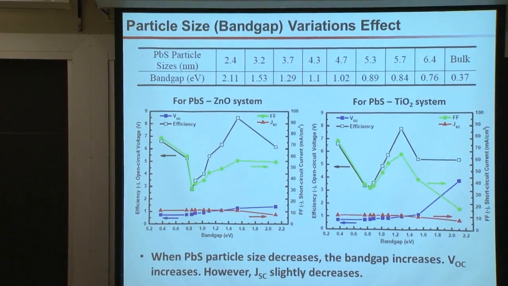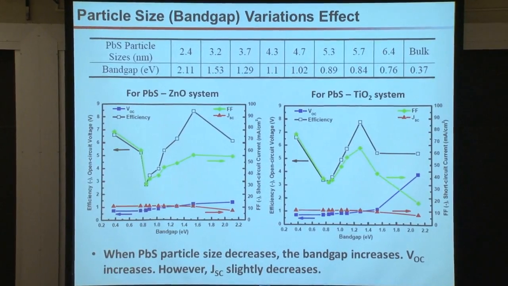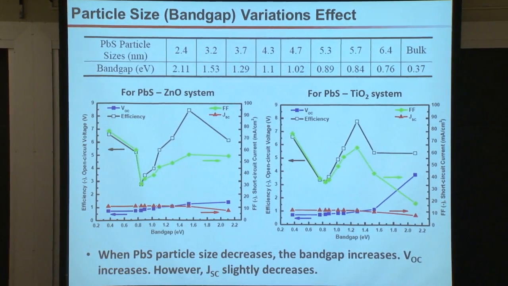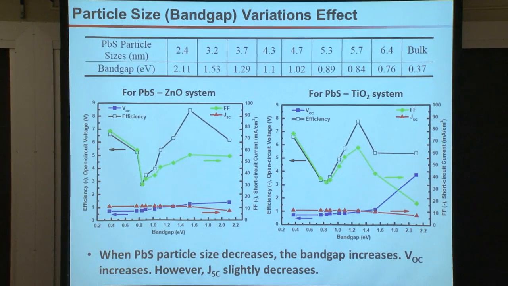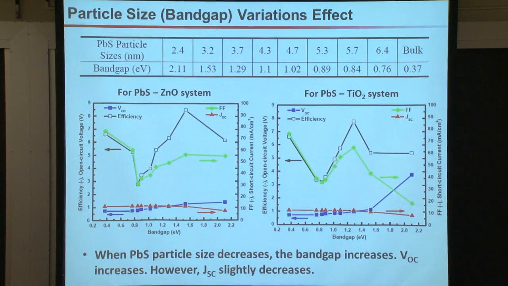So I'm going to talk about how changing the particle size will change the band gap and also change the result of the simulation. As you know, changing the particle size of the quantum dot will change the band gap of the material, and this is very important for inorganic solar cells. From the table above, you can see when you change the lead sulfide particle size from bulk material to 2.4 nanometer, you can change the band gap from 0.4 increasing to 2.1.